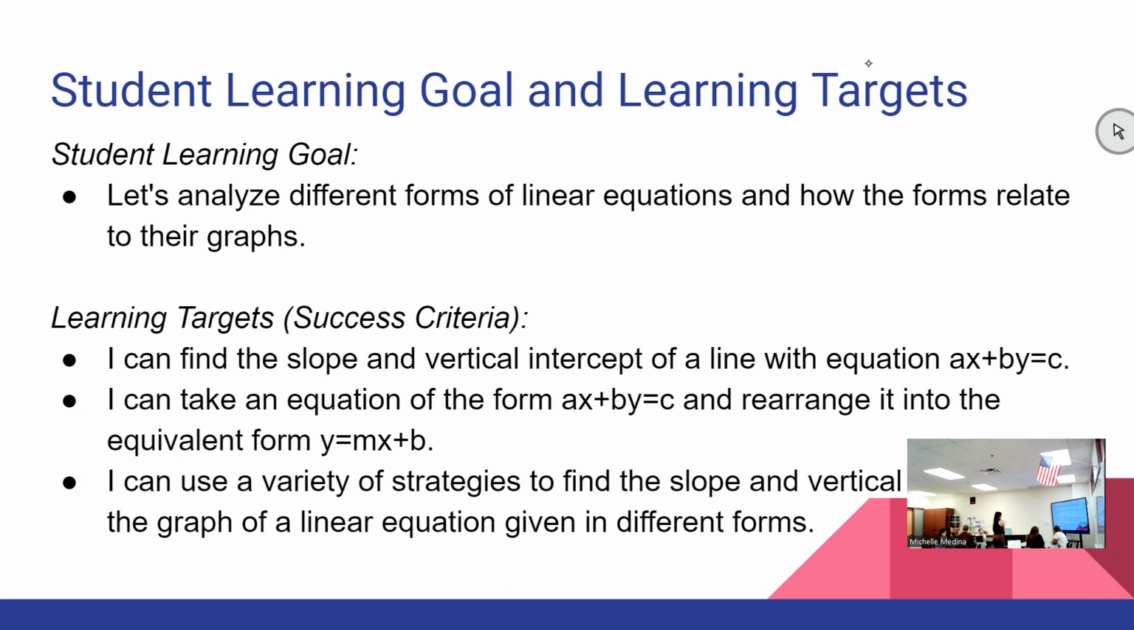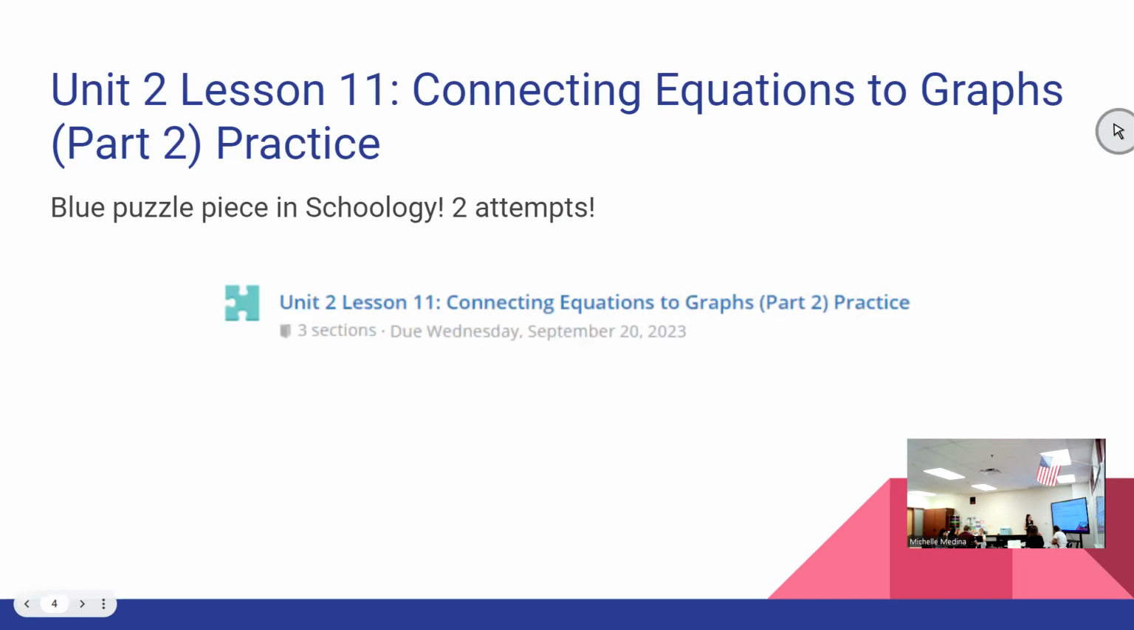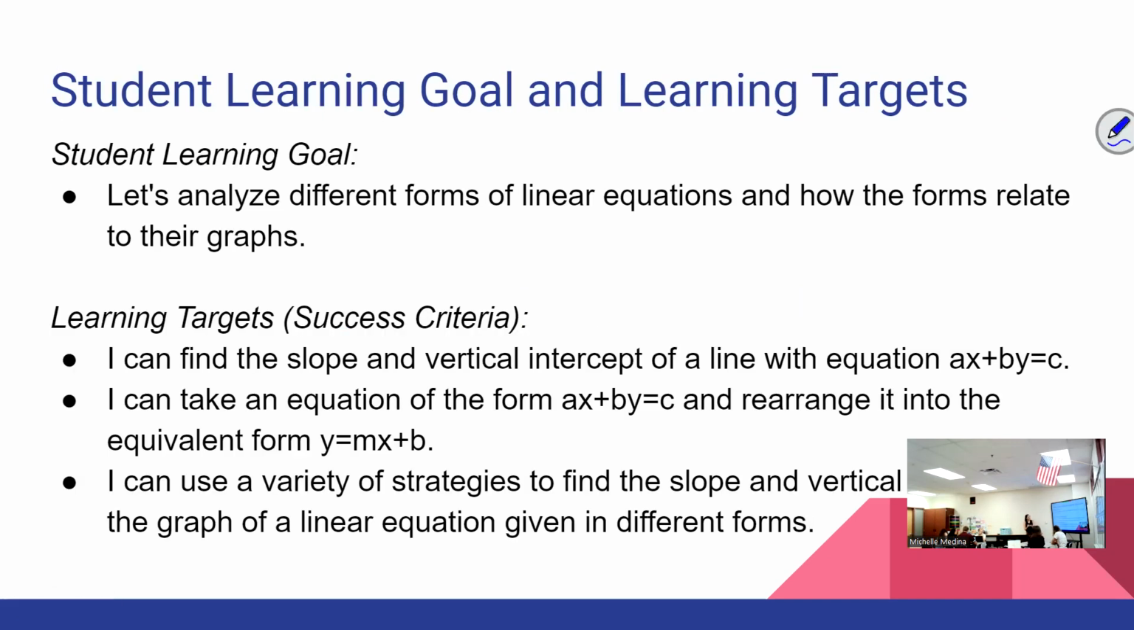What are the two forms of linear equations? Table 1, can you tell me one of the forms? Slope-intercept form. And then standard form would be the other one. Okay, so slope-intercept is one of the forms. Table 2, what's the equation for slope-intercept form?